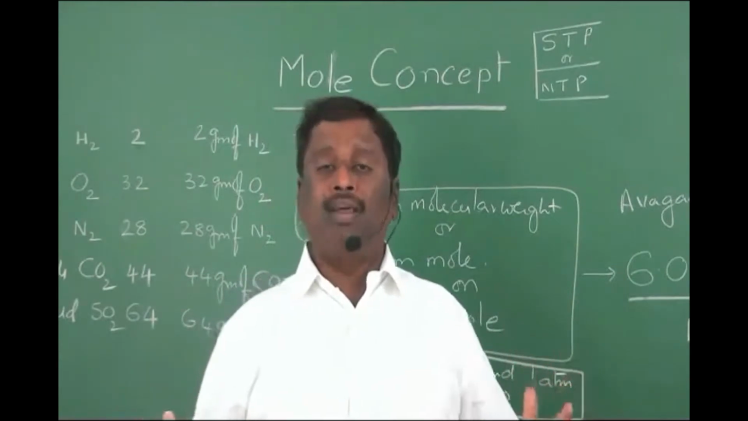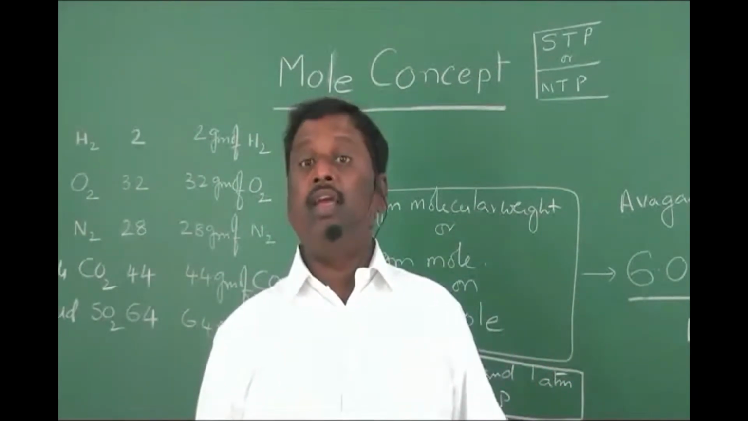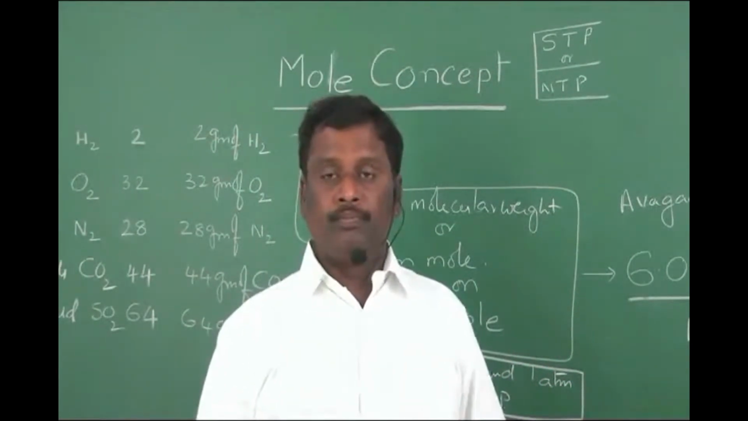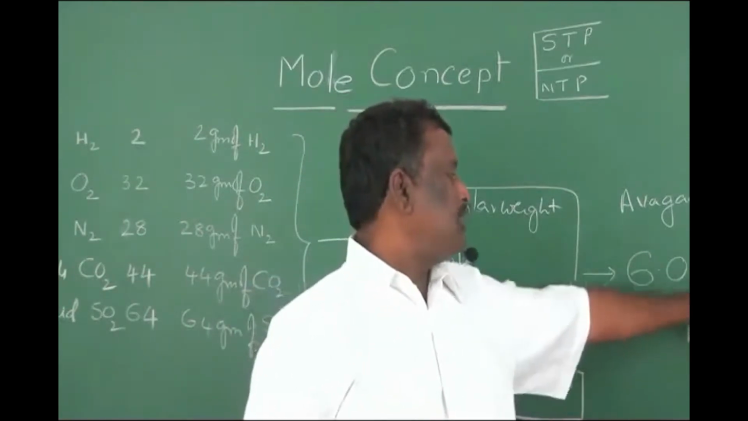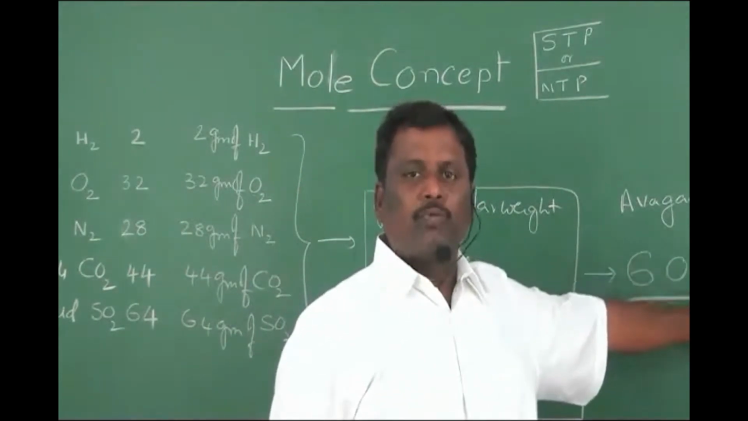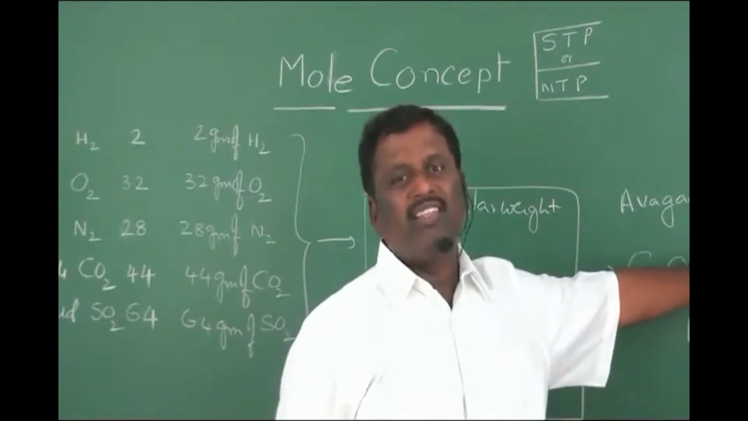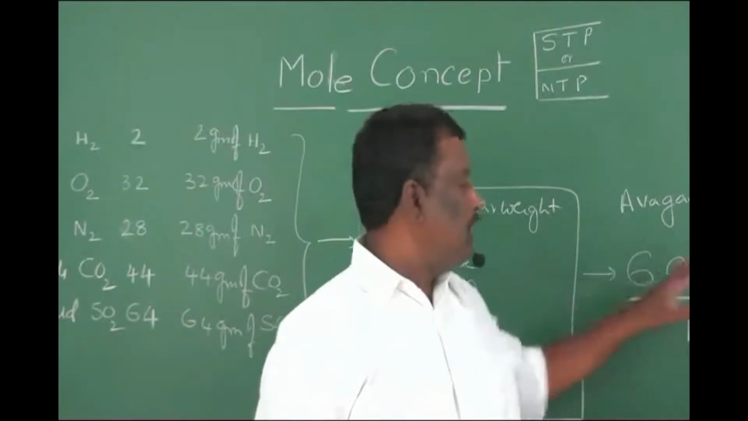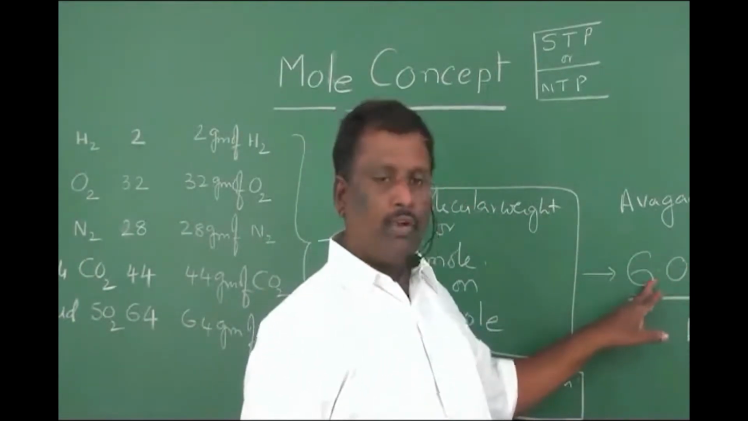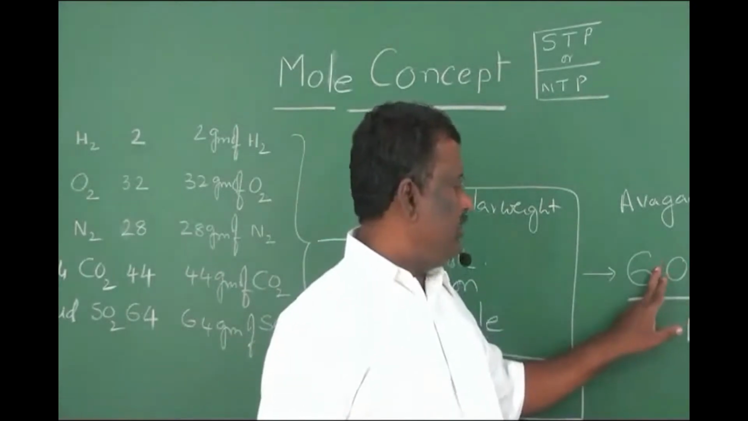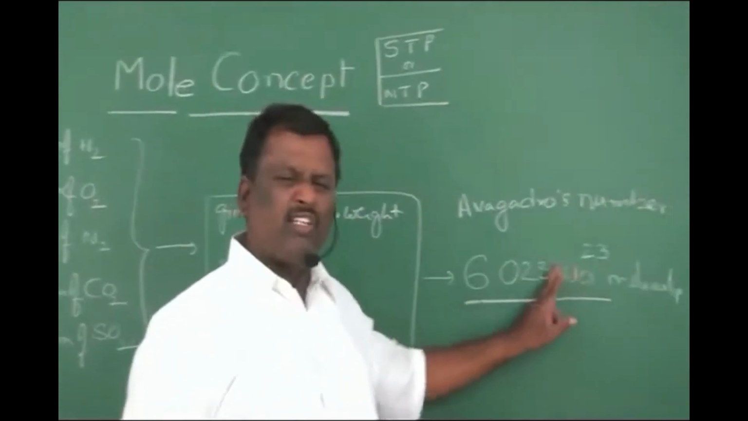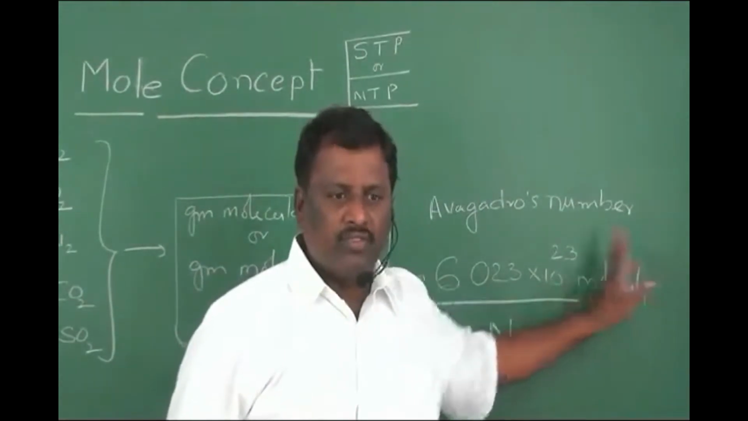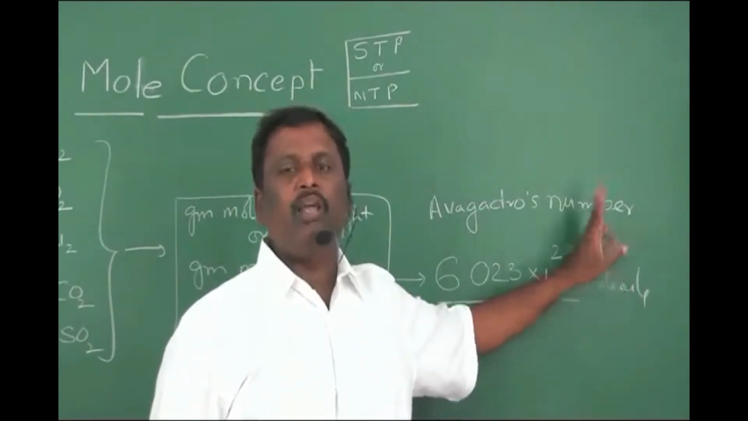This is a very large number. So that's why we express in exponent, 10 to the power 23. That means if this power is not there, you have to remove this decimal and you have to keep nearly 20 zeros here. Instead of that, we are mentioning 10 to the power 23.